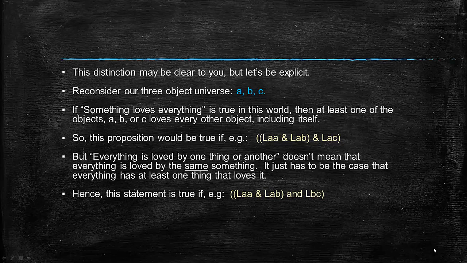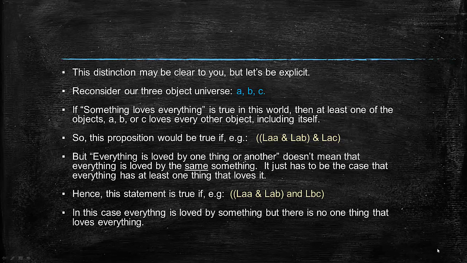So, for example, this proposition is true if, for example, A loves A and A loves B, and then B loves C, because now everything is loved by something. It just so happens that A loves itself and A loves B, and then C is loved by B. Turns out C doesn't love anything at all, but that's fine to make that statement true. Okay?